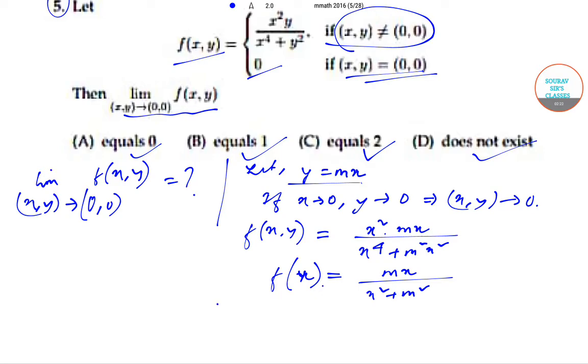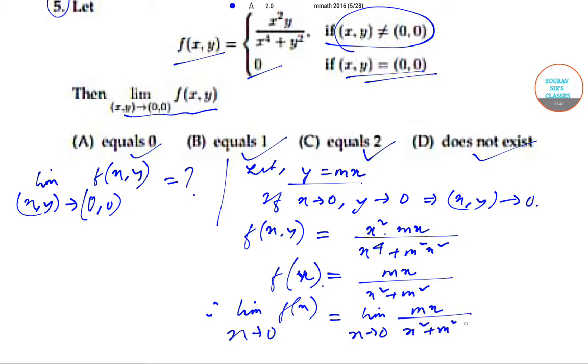Okay, so now if we find out the limit of f of x as x tends to 0, this will give us the limit as x tends to 0 of mx over x squared plus m squared, and this will ultimately give us 0 upon m squared, which is nothing but equal to 0. So this is one value that we have got over here.